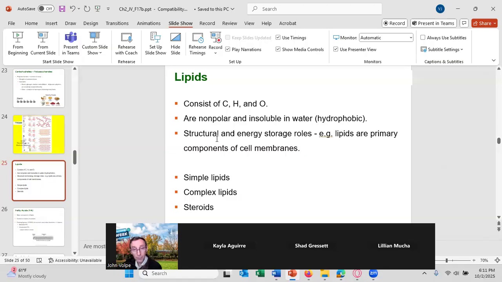Lipids are structural molecules in our cells and in our body. They also store energy. There are various roles for lipids in our body. Lipids are the primary component of the cell membrane, meaning it is a lipid that's the primary molecule in your cell membranes. Any question about lipids so far? All right, we can break lipids into simple lipids, complex lipids, and steroids.